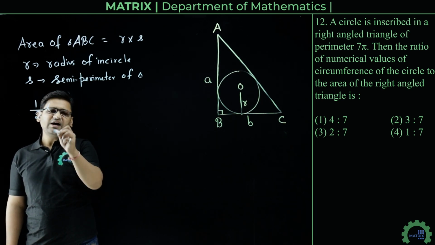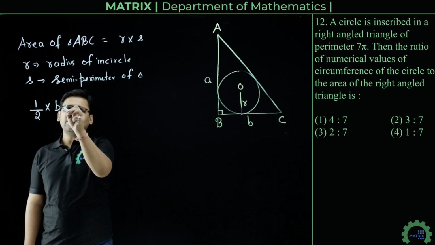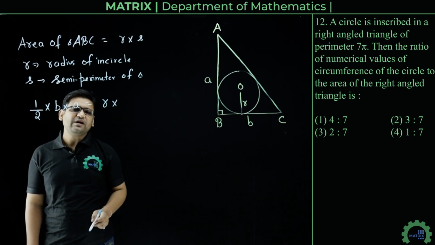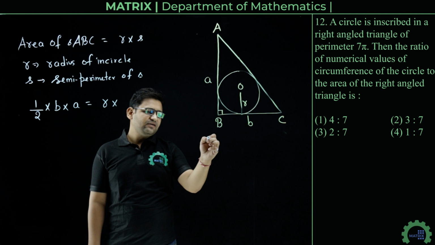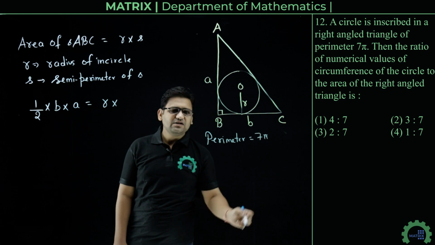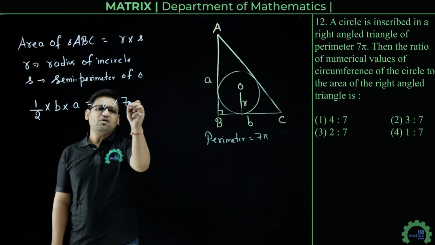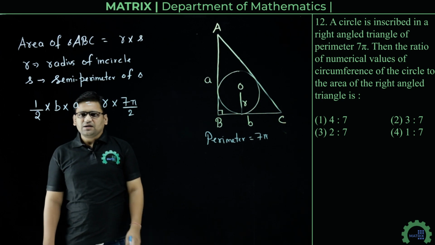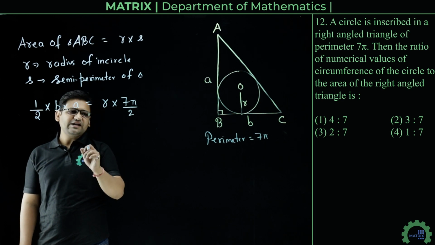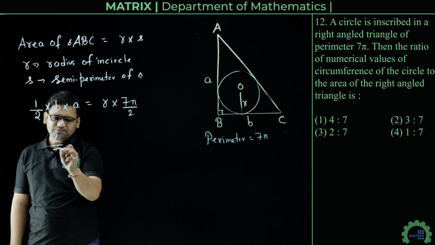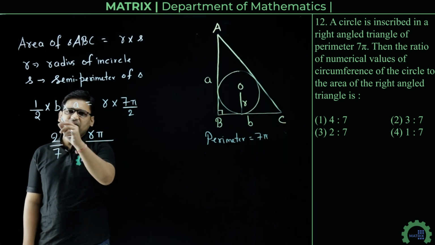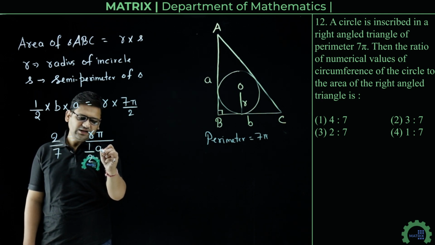So the area of the triangle is r into s. We also know the area is half into base into height, half into base is small b and height is small a, that is equal to r into small s. Here the perimeter of the triangle is given, that is 7 pi. So the semi perimeter s will be 7 pi upon 2. Now rearranging these terms, let's take 2 in the LHS and 7 also in the LHS. So we get 2 by 7 equal to r into pi divided by half of AB.